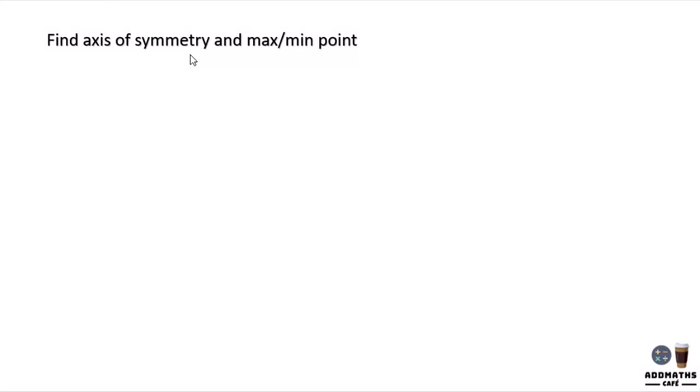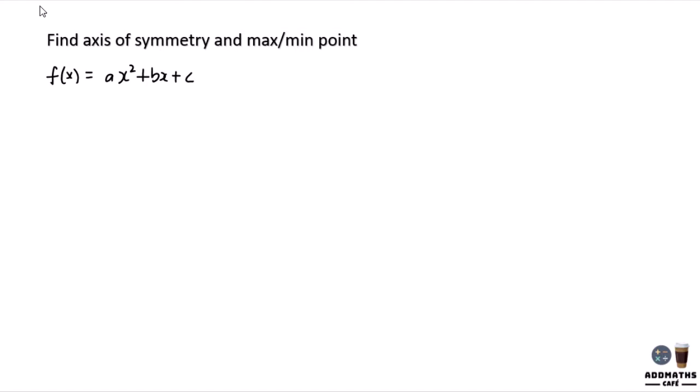So this chapter 3 is quadratic function, and a quadratic function means we have a function f(x) with a quadratic equation where we have ax squared plus bx plus c. The first part is asking us to find an axis of symmetry and also maximum minimum point.